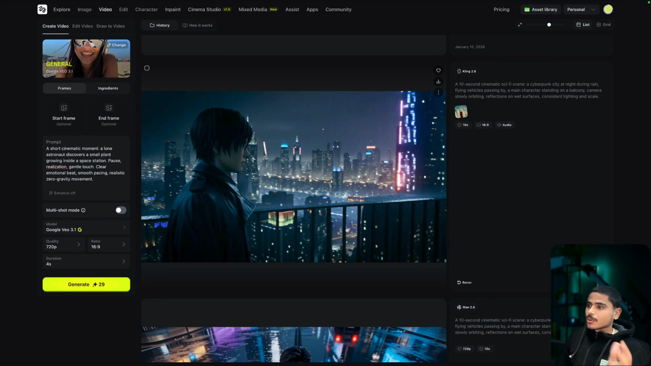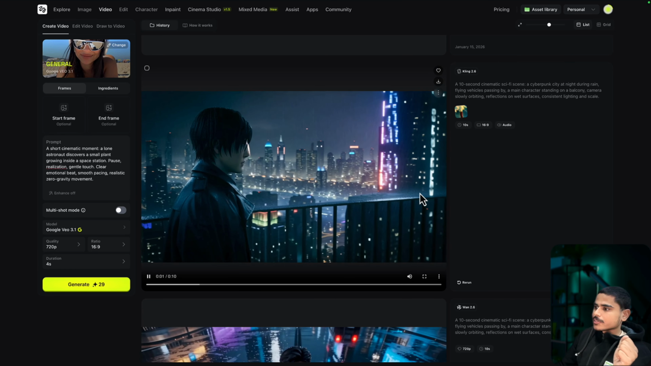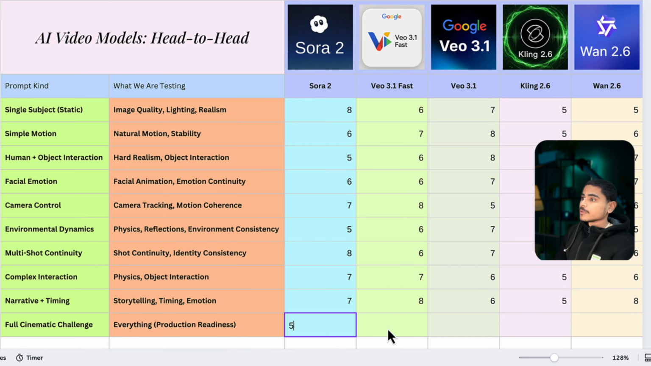Kling 2.6 also orbited around. The vehicle is passing by here. The wet surface also is showing some reflection. In this one, Sora did not do very good. And then Veo fast was better. Veo 3.1 was slightly much better. Kling and Wan were better than the other three, but I think Wan got the advantage. So it's going to be 8 here and maybe 9 here.